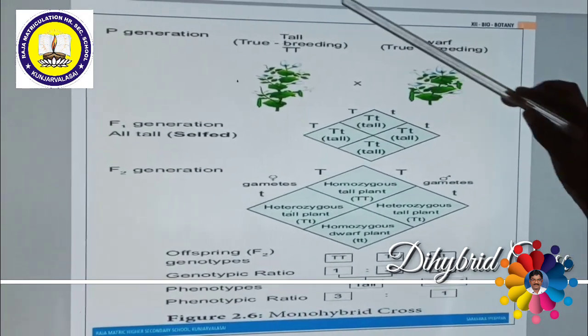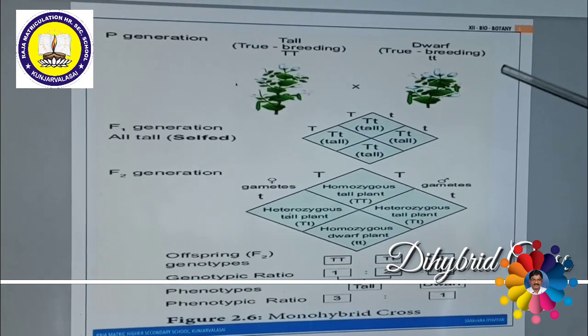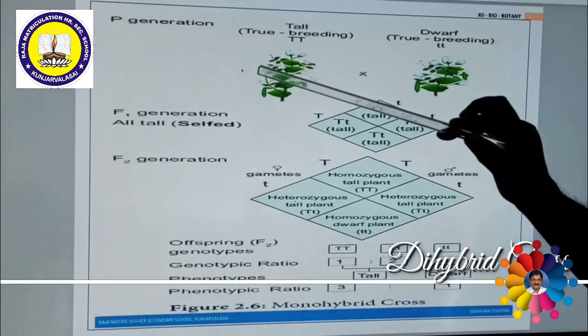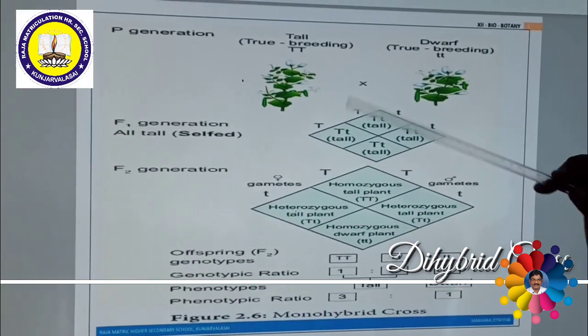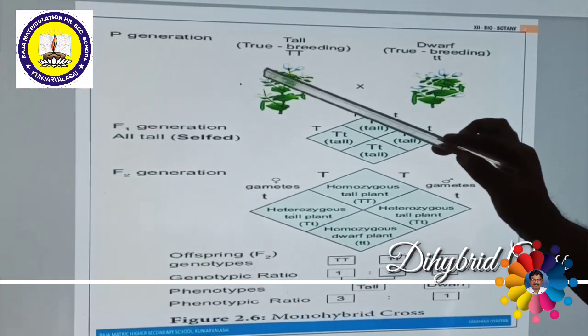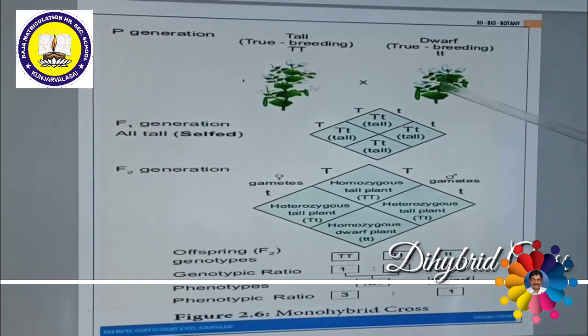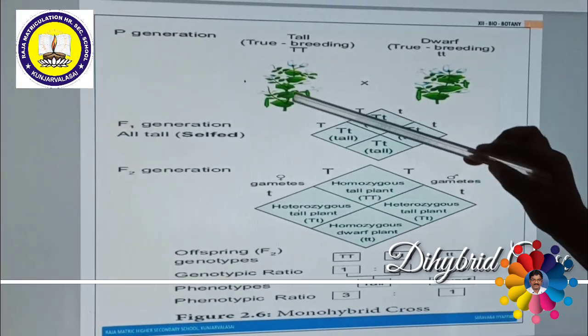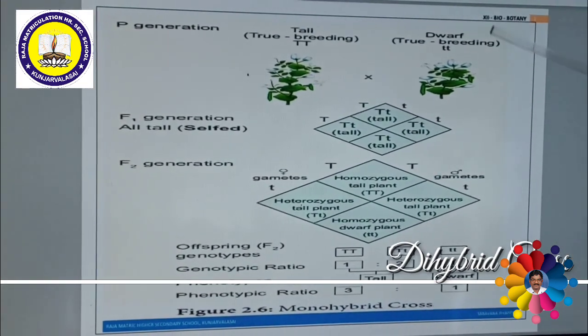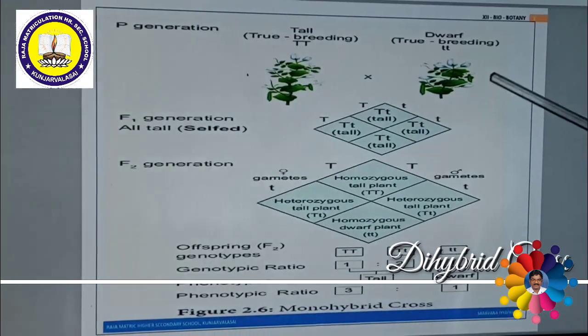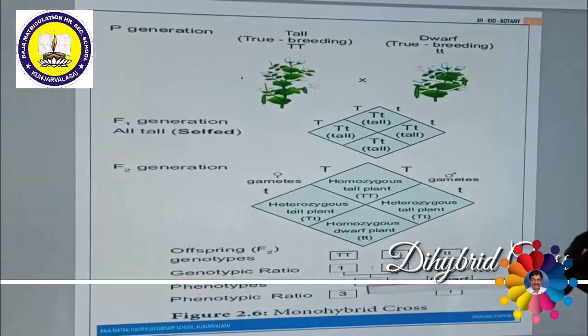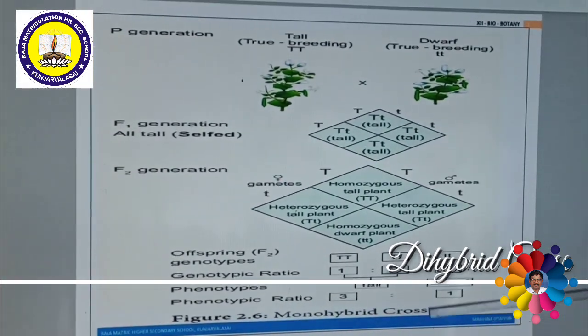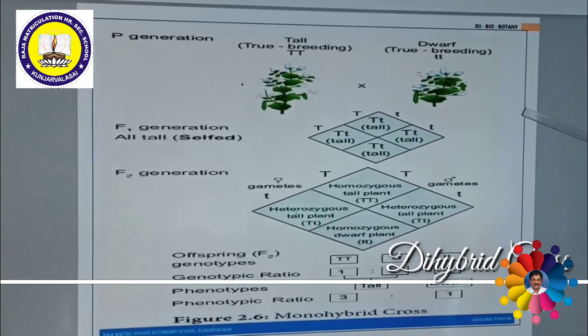That means a tall plant is crossed with a dwarf plant. It is a single character. Single character means height of the plant. The height of the plant itself has a contrasting character, one is tall, another one is dwarf plant. So when these are crossed together to form the F1 as well as F2 generation, it is called a monohybrid cross.